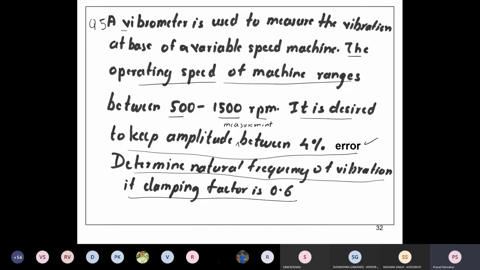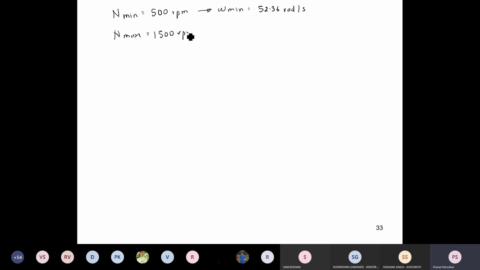All right, so we'll see how to solve this question. N minimum is equal to 500 rpm. Therefore, omega minimum is equal to 52.36 radians per second. N maximum is equal to 1500 rpm. So omega max is equal to 157.08 radians per second, and you have to find out omega n.